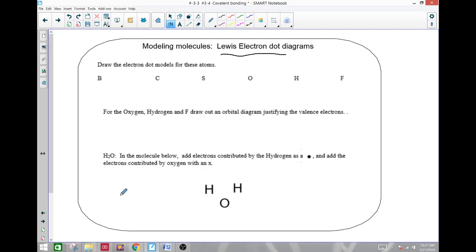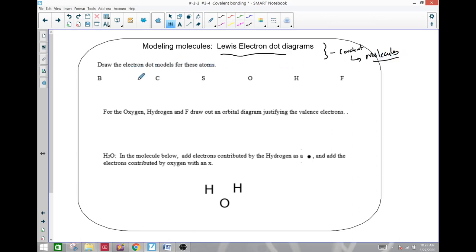Good afternoon, this is Schweitzer, and this is a smart video showing our lecture notes on how we start modeling molecules. We learned in the last section that covalent compounds have a very unique thing where they form molecules. How do I go about modeling that, showing it? Well, first we're going to start by drawing electron dot diagrams.